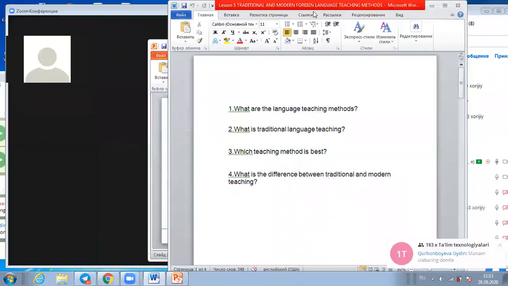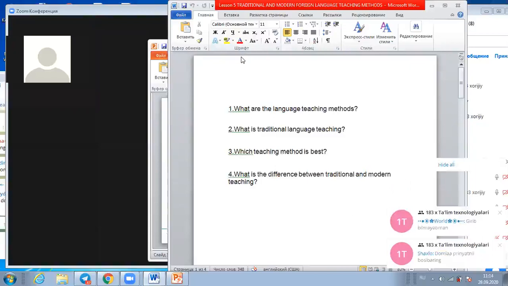Third question, which teaching method is best? I mean, the traditional method or CLT, communicative language teaching method? Modern, it means the modern foreign language method. Which of them is best for you? You can choose any of these.